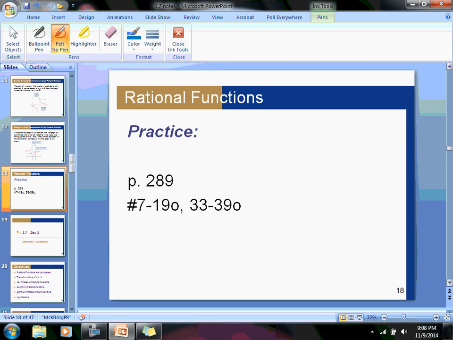So definitely make sure that you're graphing these. Look for those 6 characteristics that I was writing down of your intercepts and your asymptotes and your domain and your range.